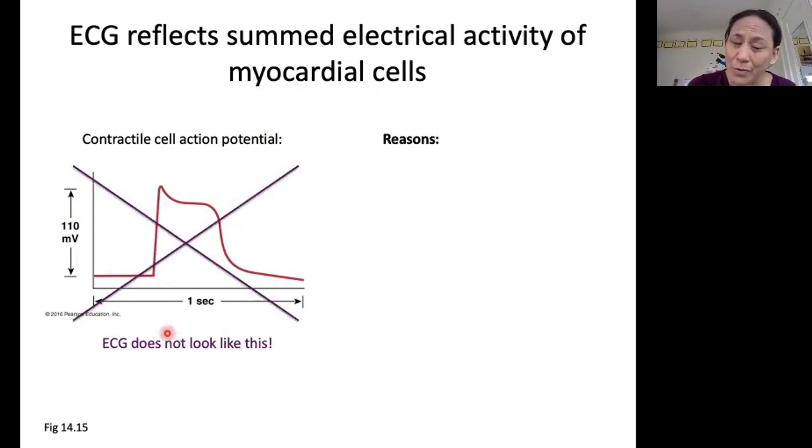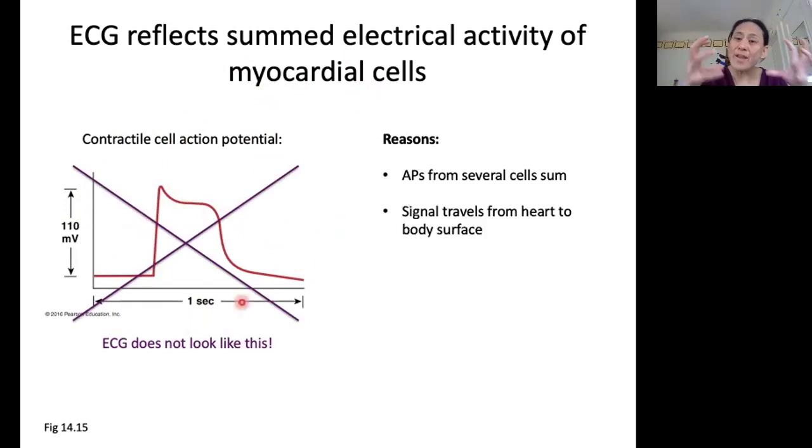There are several reasons for that. One is that we are summing the action potentials from several cells in the heart, so they're not necessarily going to retain this shape. Another is that once we take that summed signal, it has to travel from the heart to the body surface, and as it does that, the signal degrades. It also doesn't quite look the same.